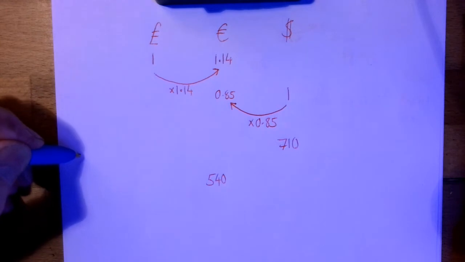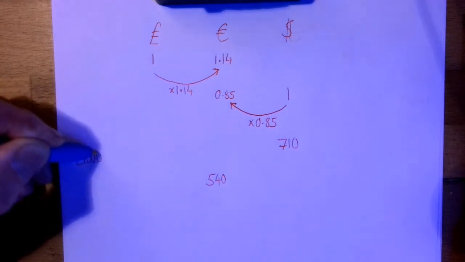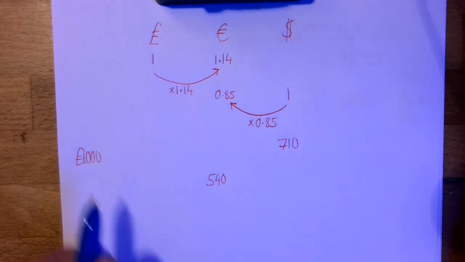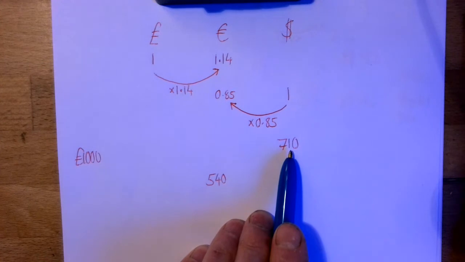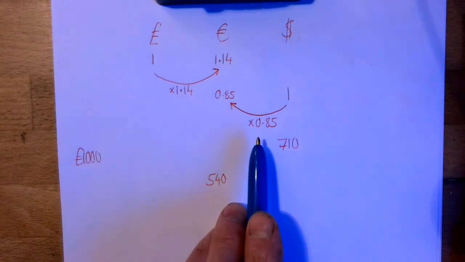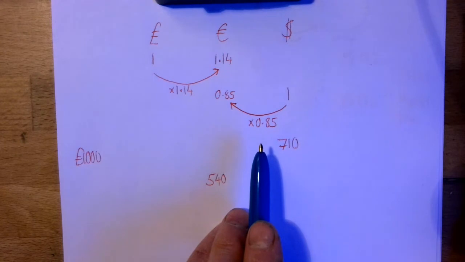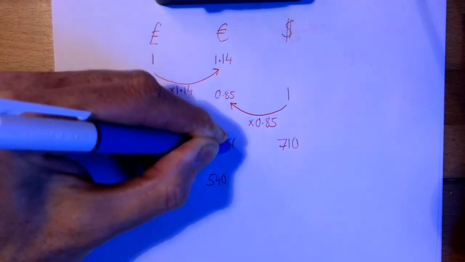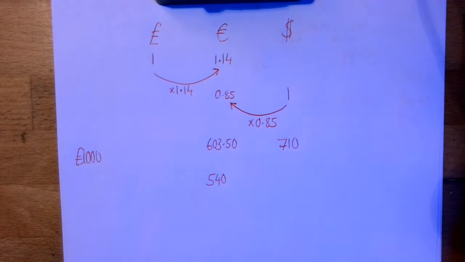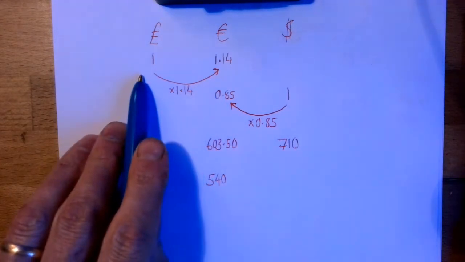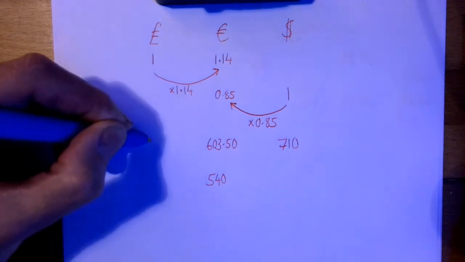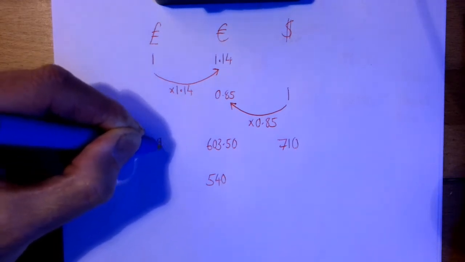And we know he's got £1,000 altogether. So we need to change both of these quantities into pounds, and then we need to see if it's more or less than 1,000. So the $710, I'm going to multiply that by 0.85 to get that in euros, and that's 603.5. So as it's money, I'm going to put 0.50, and then I'm going to divide that by 1.14, and I'm going to round that to 2 decimal places because that's a sensible way of writing money.